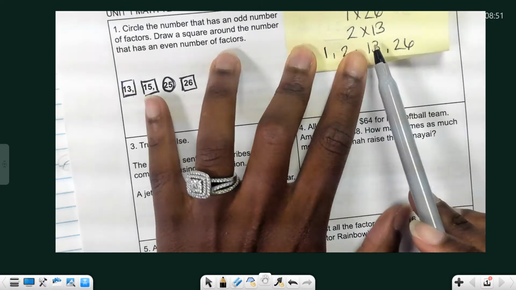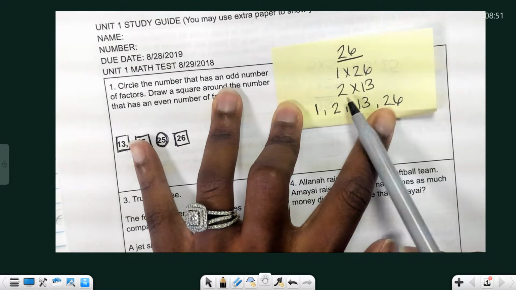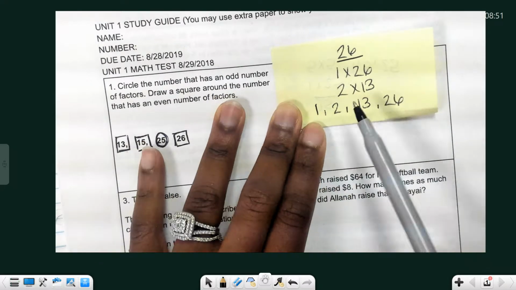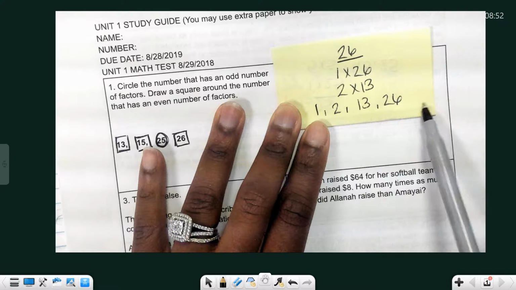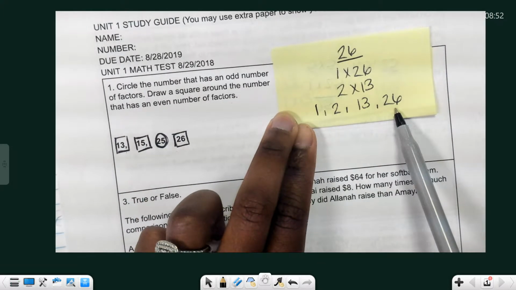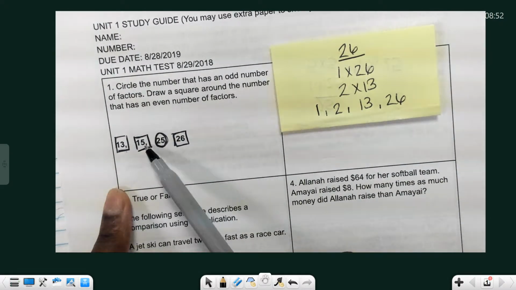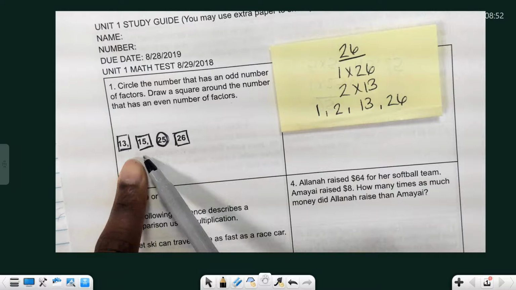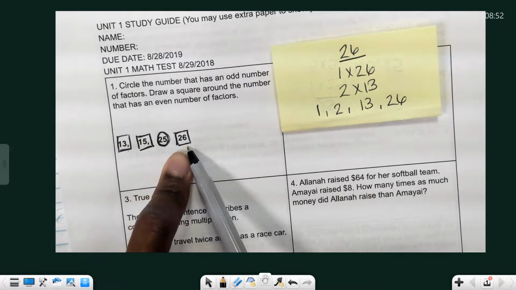The last one was 26. We said 1 times 26 equals 26, and 2 times 13 equals 26. So when we listed in order from least to greatest, you have 1, 2, 13, and 26. That's 4 numbers, so that means this number has an even amount of factors. So this number gets a square. So you should have had square for 13, square for 15, circle for 25, and square for 26. Any questions? All right, look at number 2.